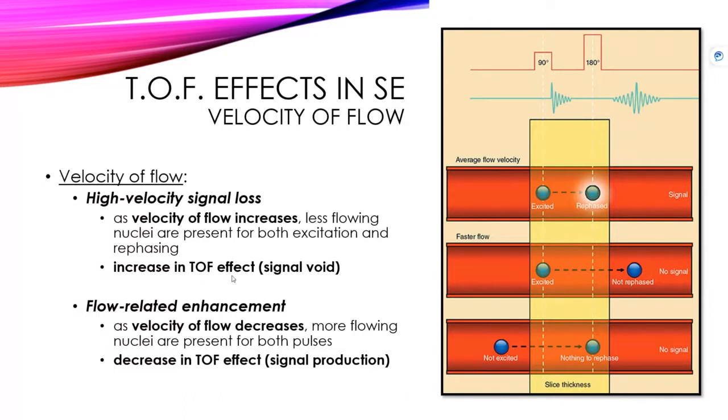And vice versa. As the velocity of flow decreases, the time of flight effect decreases, which means you're going to actually have a signal. So that's called flow-related enhancement. We are enhancing the signal. As the velocity of flow decreases, there's a decrease in the time of flight effect. So therefore, we are creating a signal. This is only in spin echo. It's different in gradient echo, and we'll talk about that as well.